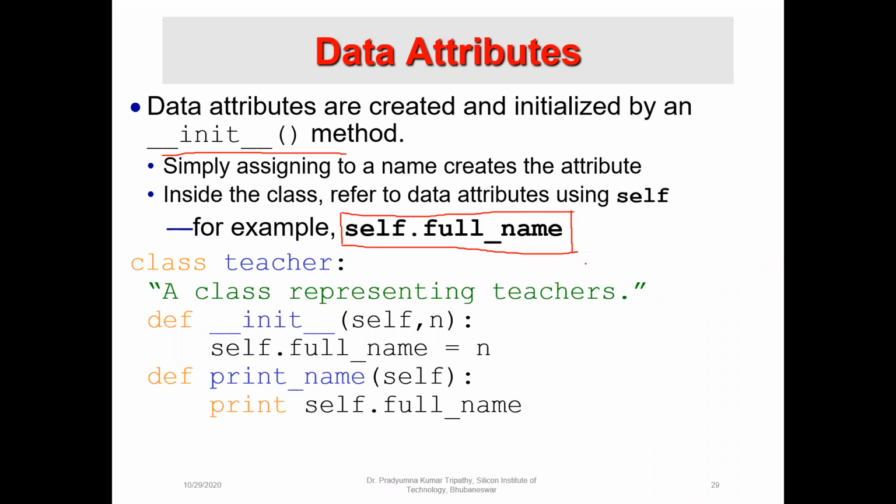The self dot attribute name. Correct? So two things you have to remember. If you want some attribute to be kept for the class, you define it inside the INIT, and inside the class, if you want to access it, write self dot. For example, class Teacher, and inside the INIT we have taken full name. So we have written self dot full name, and here also self dot full name.